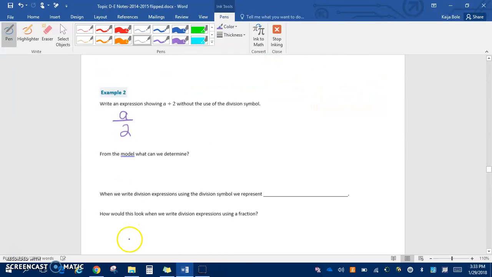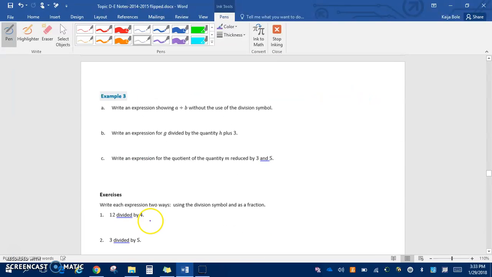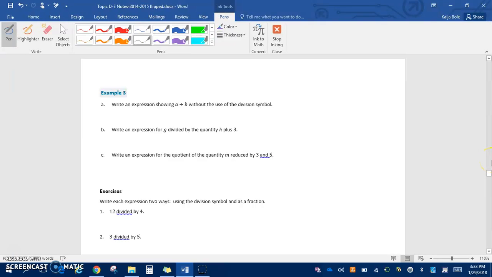Alright, so if we go on to the next page, A says write an expression showing a divided by b without the use of the division symbol. That'd be the same thing, we would just have a over b. Next we have write an expression for g divided by the quantity h plus 3. So we know we're going to have g divided by, so over, and now remember quantity, we're going to put those parentheses in, and it's h plus 3.